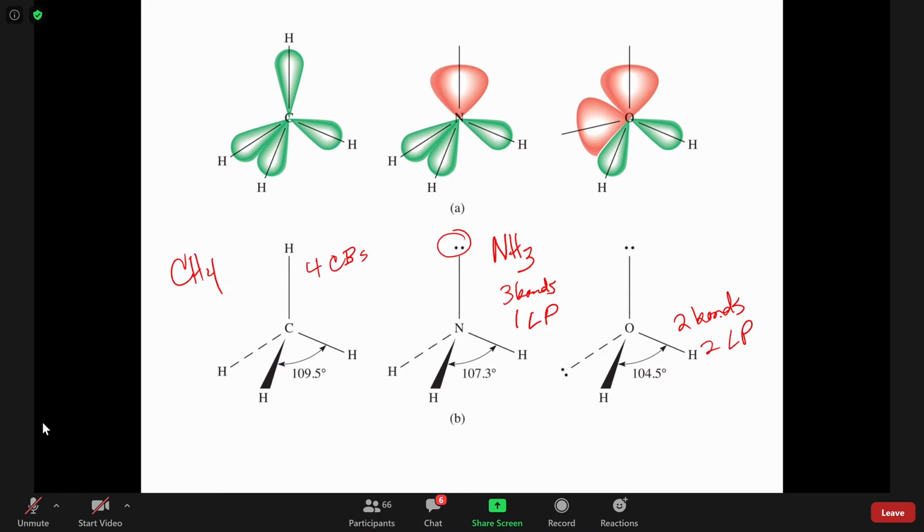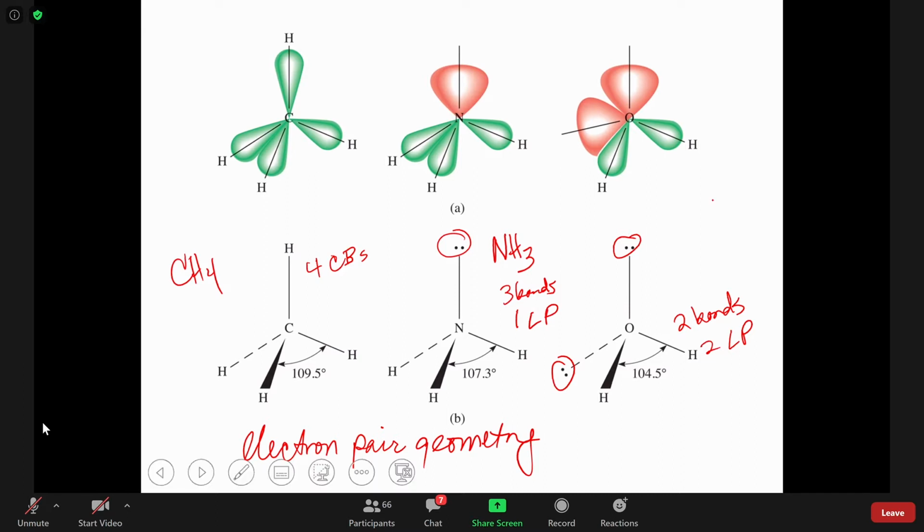Now there's a couple things that are interesting here. Notice that when we think about the geometry of each of these molecules, in terms of electron pair geometry, they are all what shape? You tell me. What are each of these in terms of their electron pair geometry? Tetrahedral.